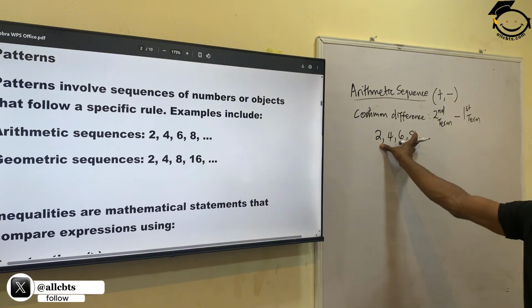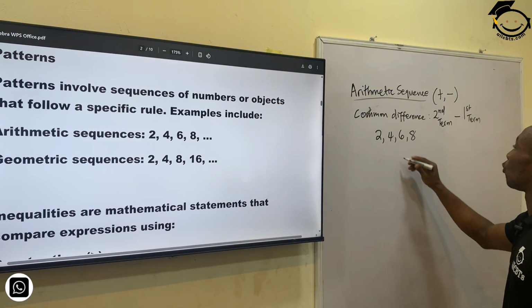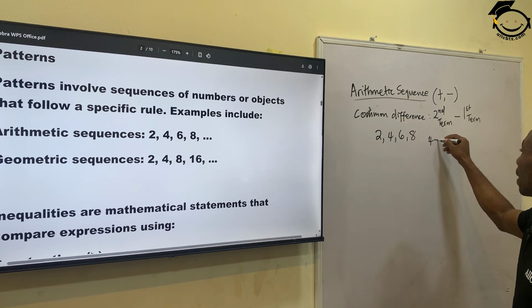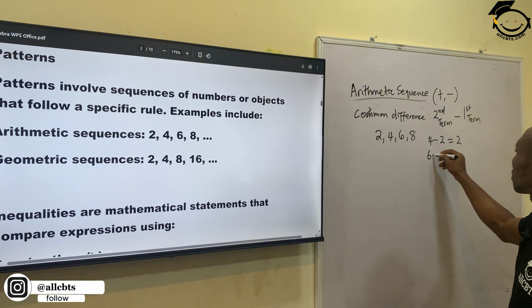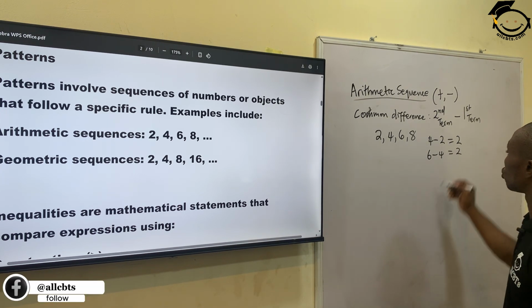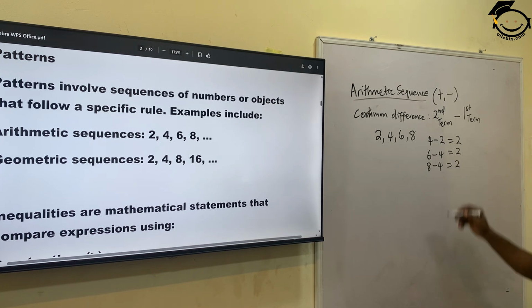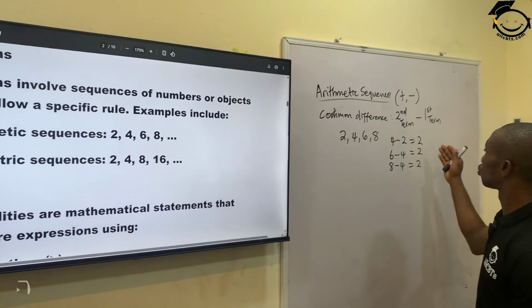For the example we have there, our sequence is 2, 4, 6, 8. If we want to find the common difference for this sequence, we either do 4 minus 2, which gives us 2, or we do 6 minus 4, which still gives us 2, or we do 8 minus 6, which still gives us 2. So the common difference for this sequence is 2.